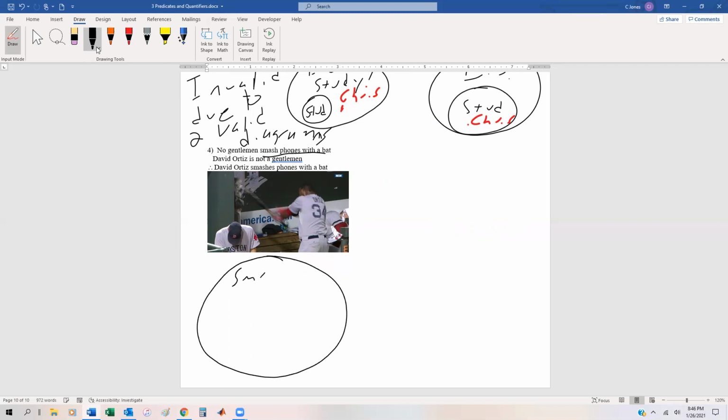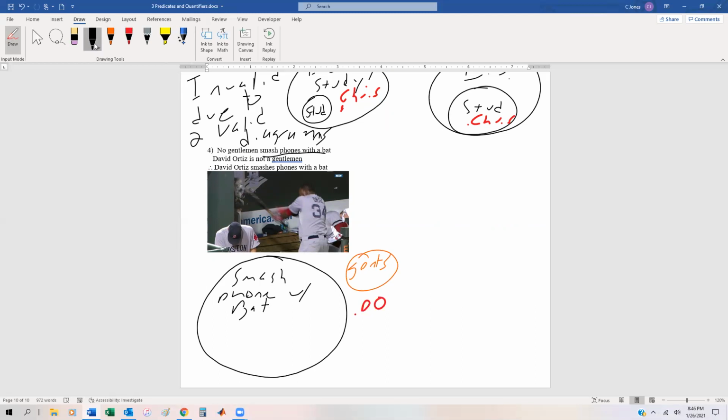So we have our smash phone with a bat. All right. Photographic evidence right here that he does. And then we have gentlemen on the outside, and clearly gentlemen are not part of that group. So maybe what we could do is we could just put right here, let's say gentlemen. And it says that David Ortiz is not a gentleman. All right, so it's very true that David Ortiz could be right here. So I'll say DO for David Ortiz.